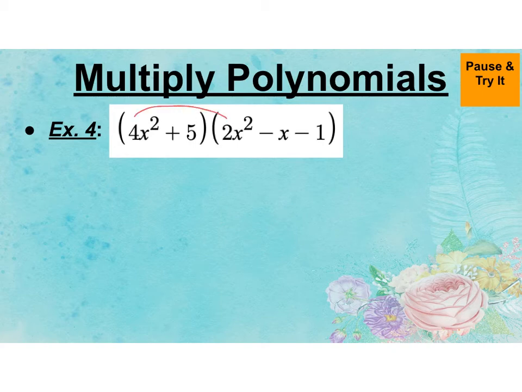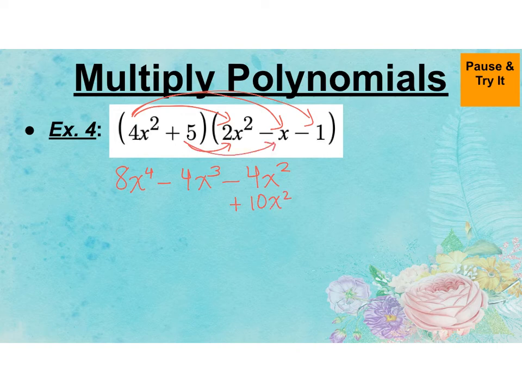So 4x squared times 2x squared is 8x to the 4th. 4x squared times negative x is a negative 4x cubed, and 4x squared times negative 1 is negative 4x squared. I'm going to multiply the 5, and then place it underneath. So I'm going to have 5 times 2x squared, which is positive 10x squared. 5 times negative x is negative 5x, and 5 times negative 1 is negative 5.